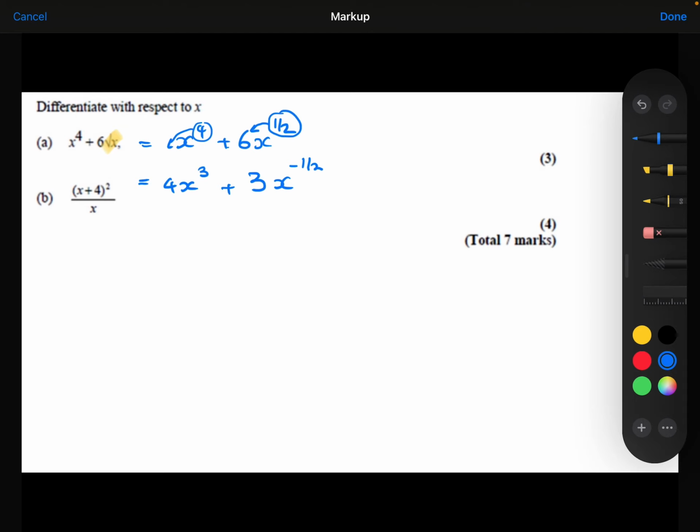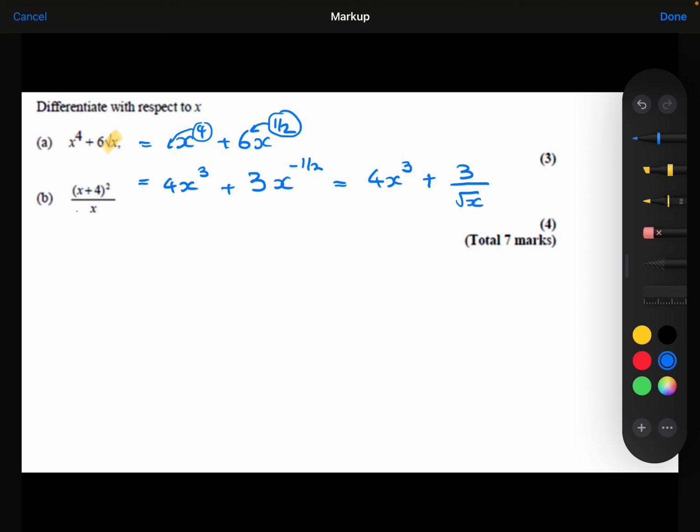I could, if I wanted to, rewrite that second term in a slightly neater form, because the power of minus 1/2 means that we will have a square root of x on the denominator there. The minus means it's on the denominator, and the half means square root. So you could leave your answer in either form there, as the question didn't specify.